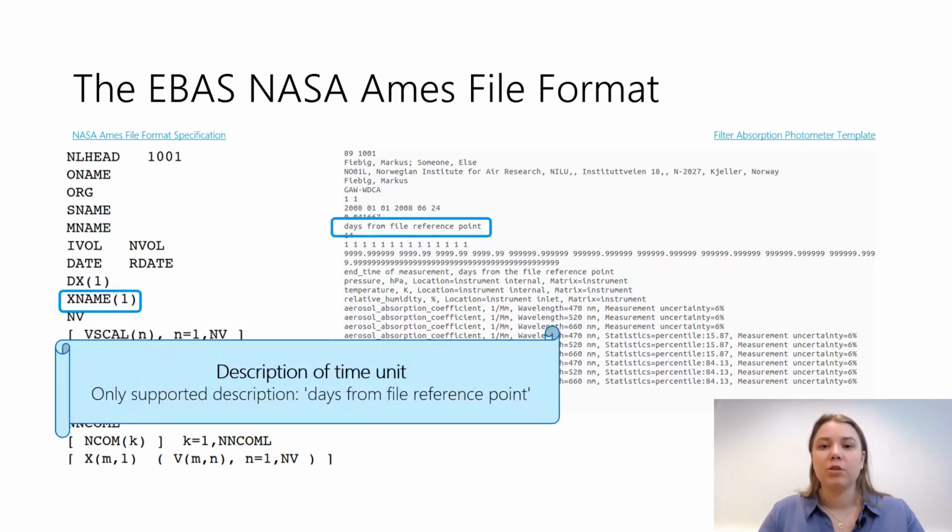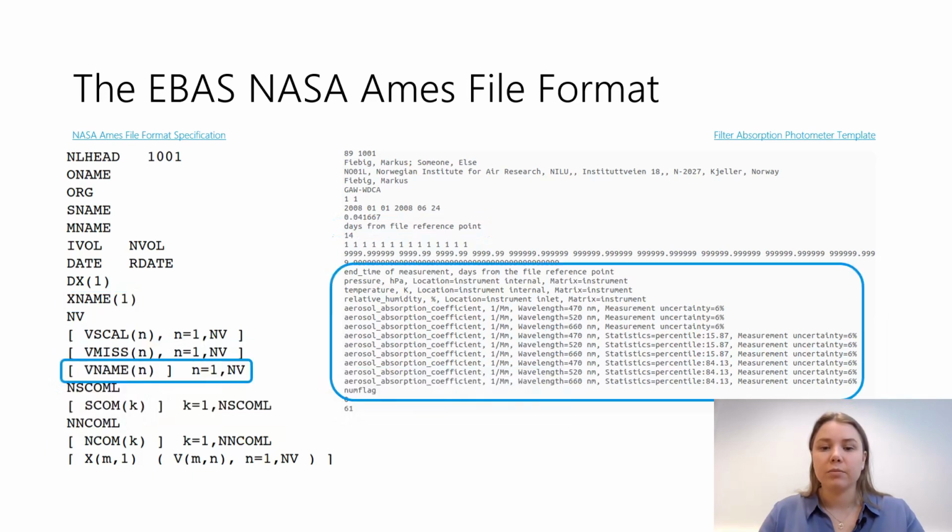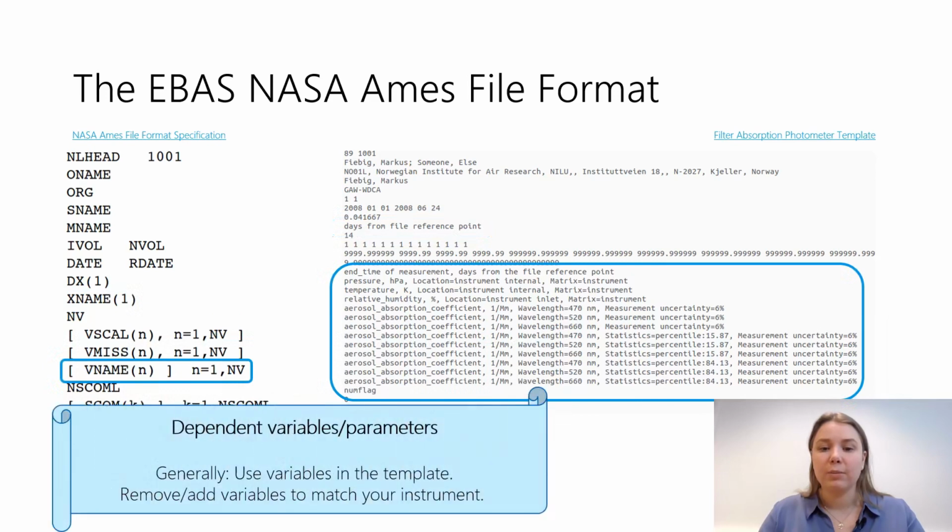Next up is the description of time unit. There's only one supported description, so do not change it and keep it as is. Then I jump a little bit down and we get to all the dependent variables. This includes end time of measurement, then variables such as pressure, temperature, or humidity, the variables that you have measured and statistics, and flags.